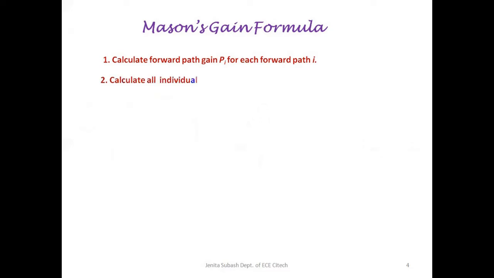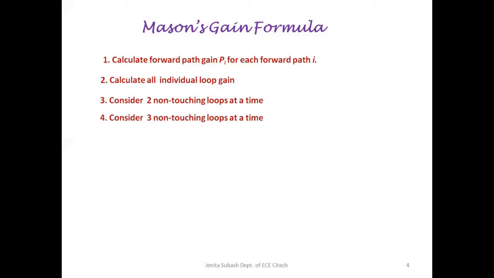Step 2. Calculate all individual loop gains. Step 3. Consider 2 non-touching loops at a time. Step 4. Consider 3 non-touching loops at a time. Step 5. Consider 4 non-touching loops and so on.